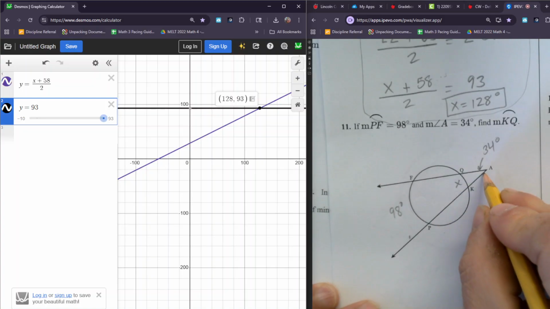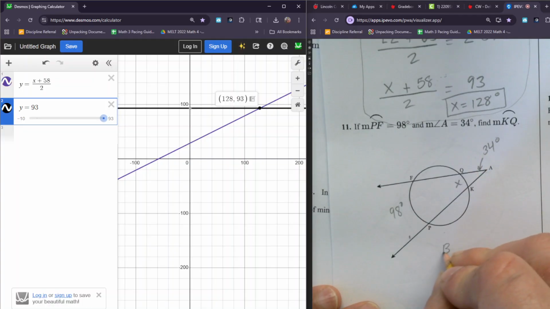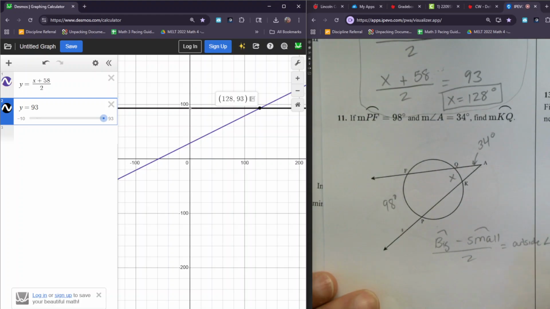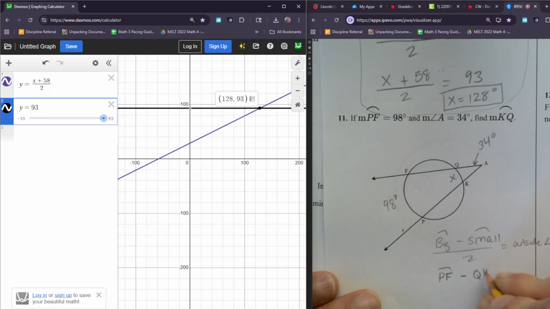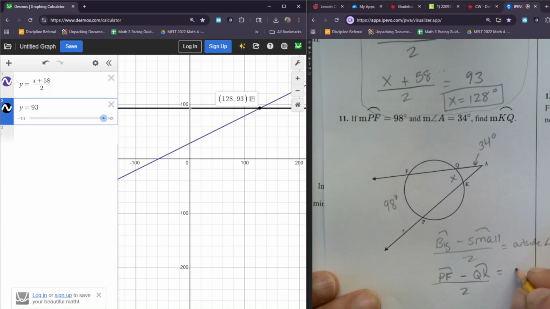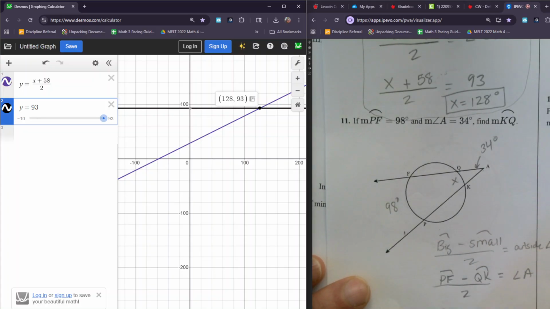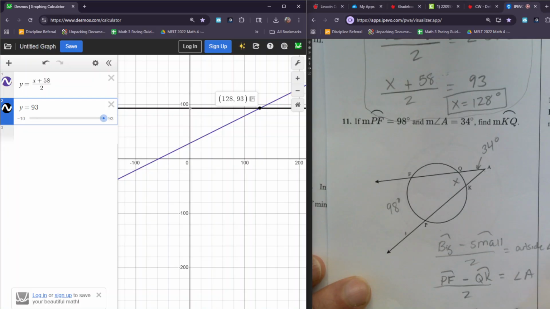So that being said, if you've got an outside vertex, it's big arc minus small arc, divided by 2, equals outside angle. Okay, big arc. Now guys, for the small one, it's going to be PF minus QK, divided by 2, is equal to angle A. So now PF is 98, KQ we don't know, it's just going to be X, divided by 2 is equal to 34.